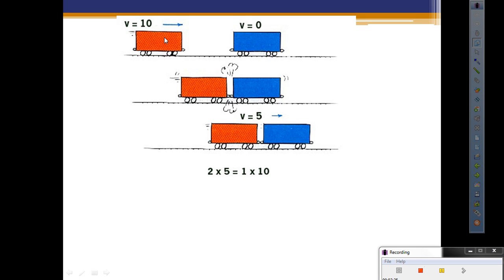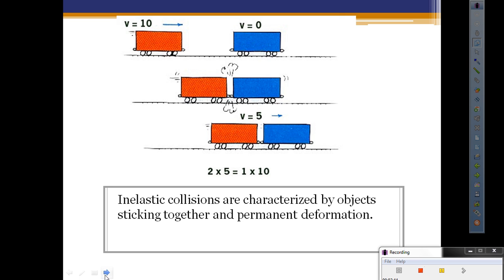So we have a freight car moving at 10 meters per second, miles per hour, whatever you want to call it, to the right. This one's not moving. They hook up together, and now twice the mass is only able to move off at 5. So M times V equals M times V. Inelastic collisions are characterized by objects sticking together and permanent deformation. So if you've ever crashed your car, that was an inelastic collision, because I'll guarantee you your car didn't look as pretty after the collision as it did before. Try not to crash your car. It's expensive.